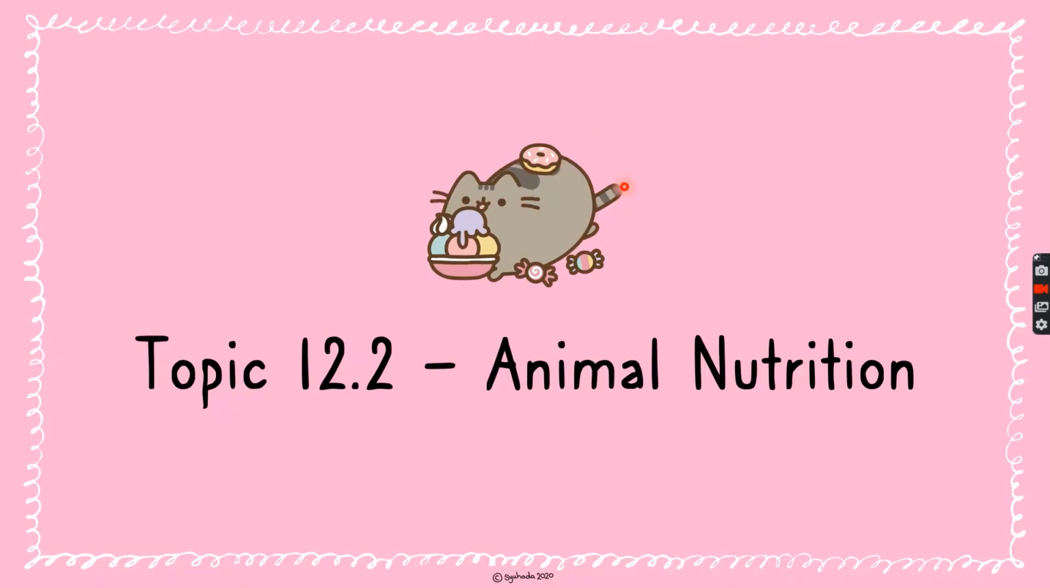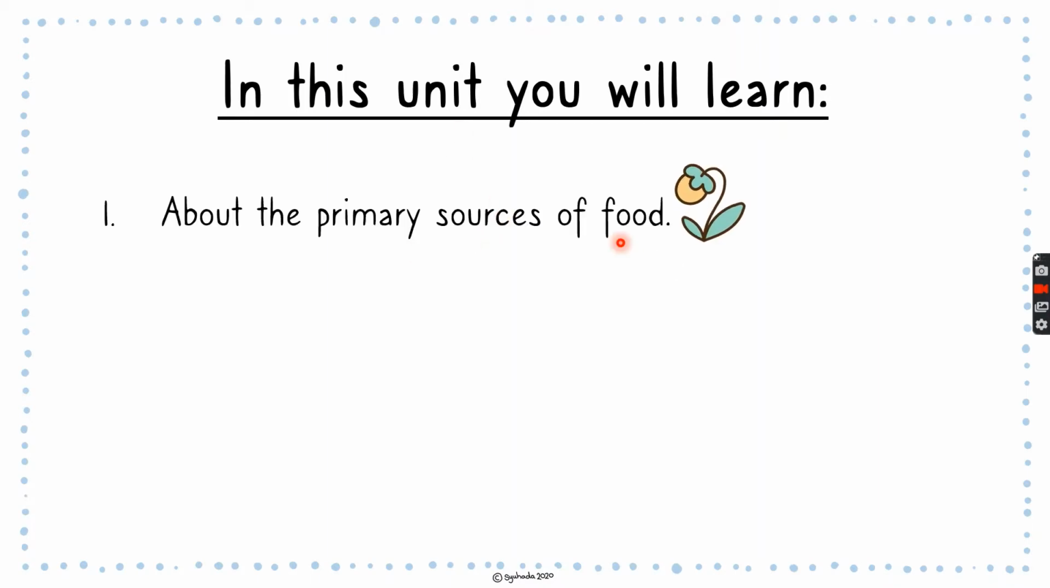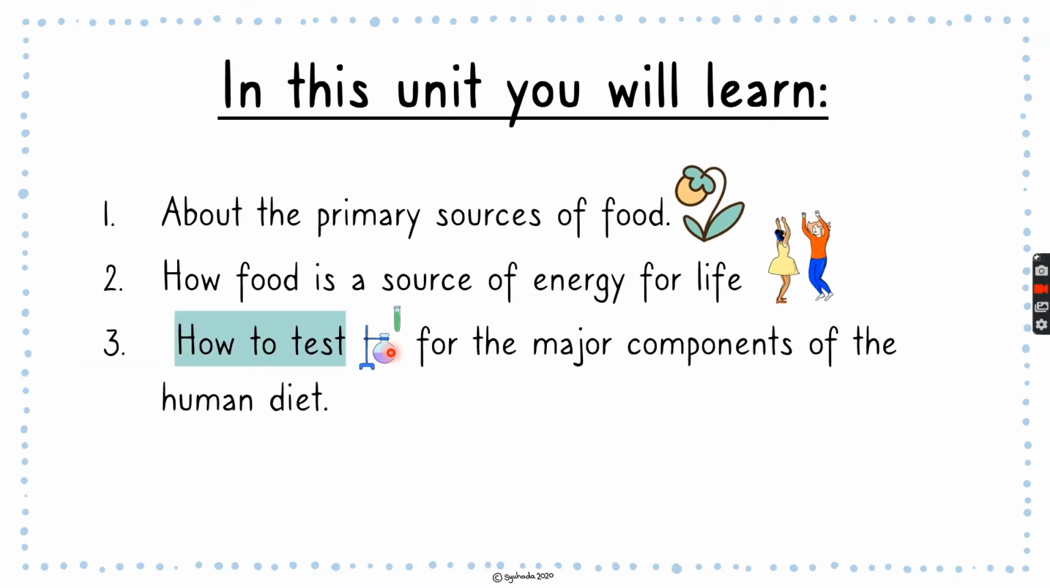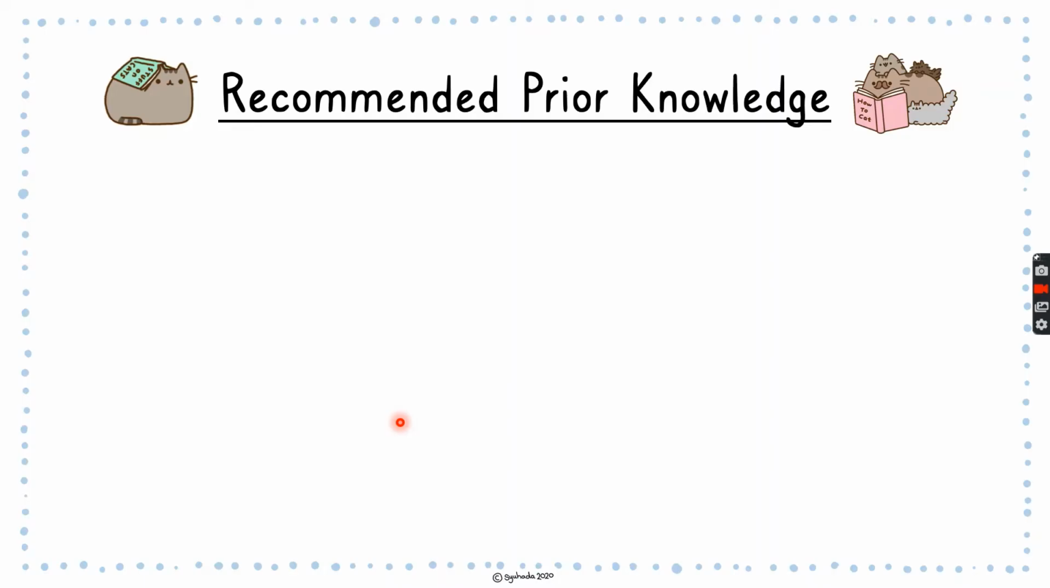Now we're going to look into topic 12.2, animal nutrition. In this unit, you will learn about the primary sources of food, how food is a source of energy for life, and how to test for the major components of the human diet. And for this topic, we need to have a lot of prior knowledge.